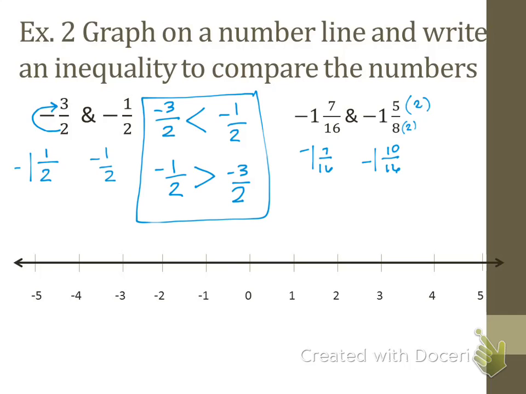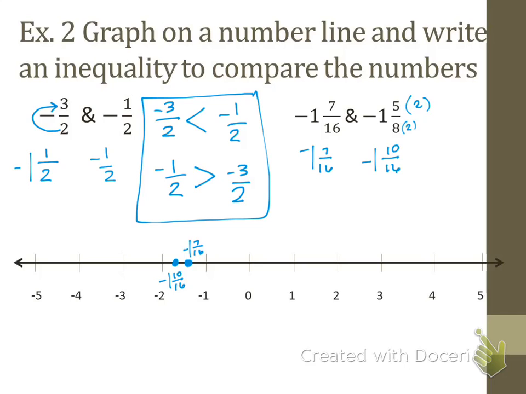So let's put our points on the graph. If I have -1, I'd go from the 0 to the -1, and then I have an additional 7/16. So that's going to go maybe right about here. And then I have -1 and an additional 10/16, which may go somewhere right about here. I'm going to write the value below it. So I can see which one of these is less than the other or which one is greater than the other. So let's write an inequality.